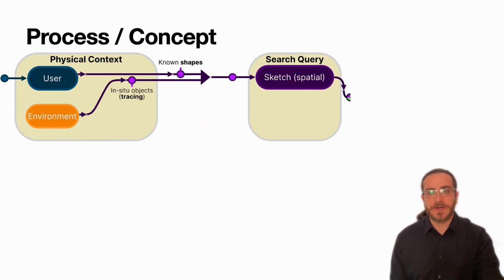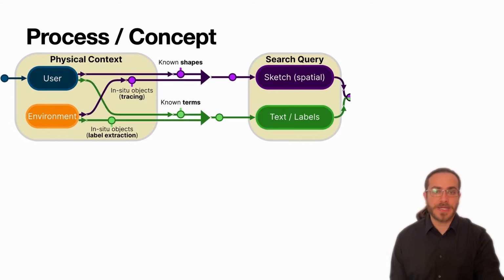Users can also sketch out the geometry they may want or trace objects present in their environment. This enables them to formulate spatial search queries. Of course, we can combine these two modalities, which allows us to be fairly ambiguous with our search terms, for instance.